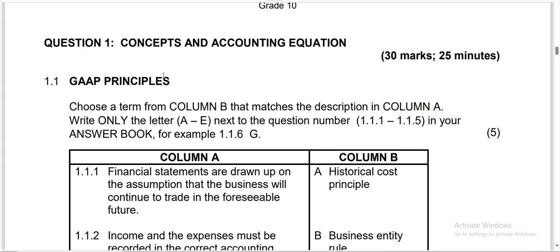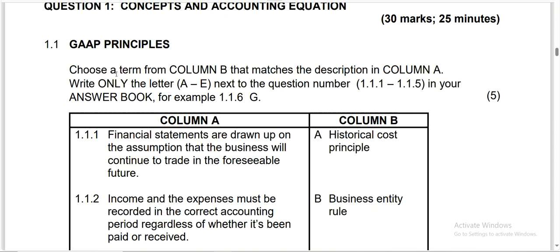Okay, so you need to make sure that you are familiar with all the GAAP principles that are in relation to the accounting equation. So the first question here, we have to match column A with column B. They're saying choose a term from column B that matches the description in column A. So I'm going to look at the description in column A and look at the concept that it goes with in column B, and then I'm going to write the answers in my answer book.